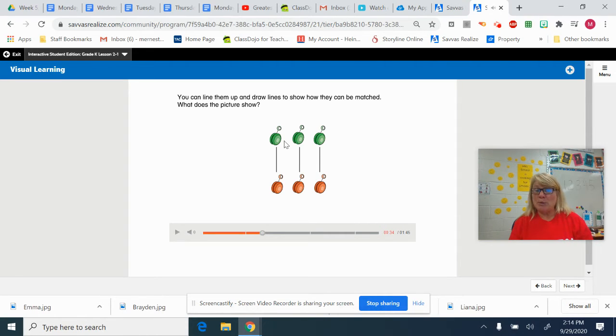Shows you 3 green ones equals 3 orange ones. And do you see how they matched them up so that they know that they have a partner? That way we can tell that we have 1 green one for every orange one.